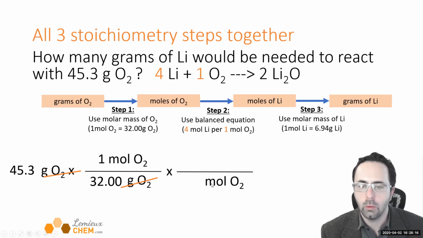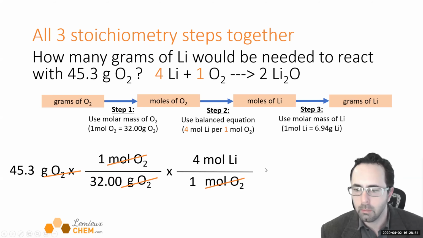Now for step 2, we want to relate moles of the O2 to moles of the lithium. So to do that, to relate moles to moles, in step 2, it's always about using the balanced equation. So the number that goes next to oxygen will be 1. And then the other side will be the moles of lithium. So it's 4 moles of lithium per 1 mole of O2. So the other side is the 4 moles of lithium. And so now we're at moles of lithium, but that's not what we're asked for. We're asked for grams of lithium, so we don't stop there.